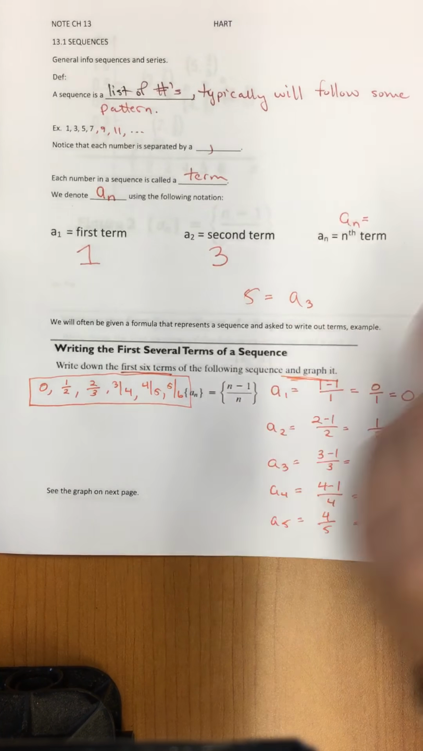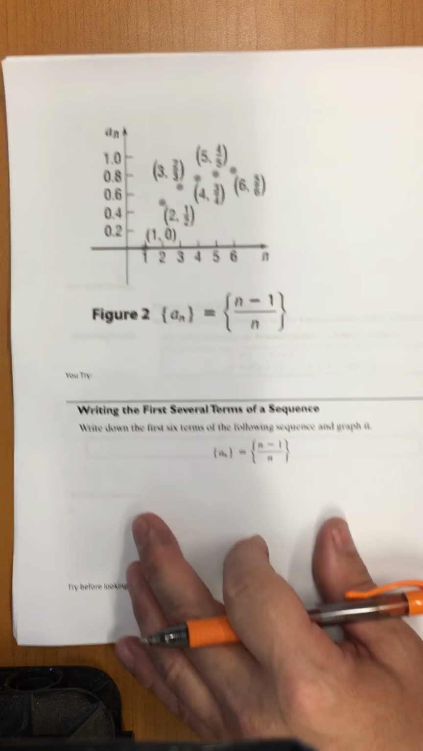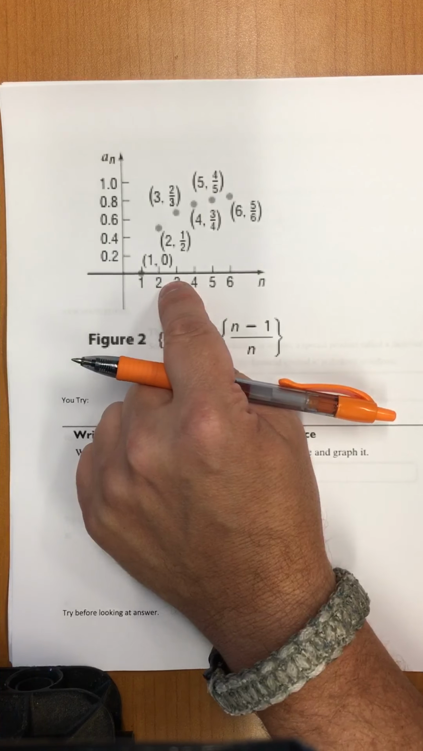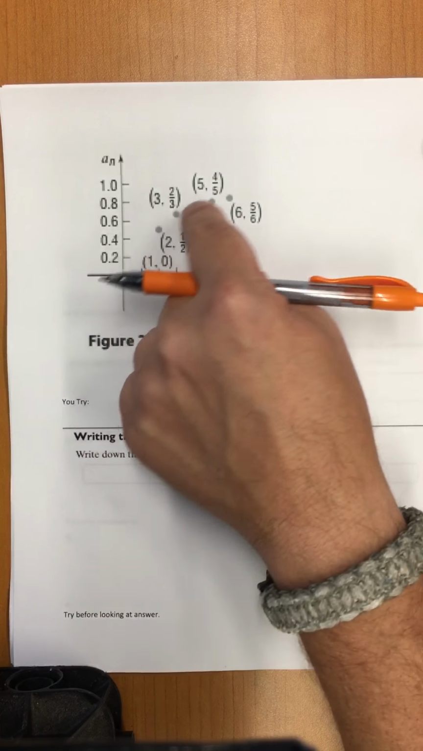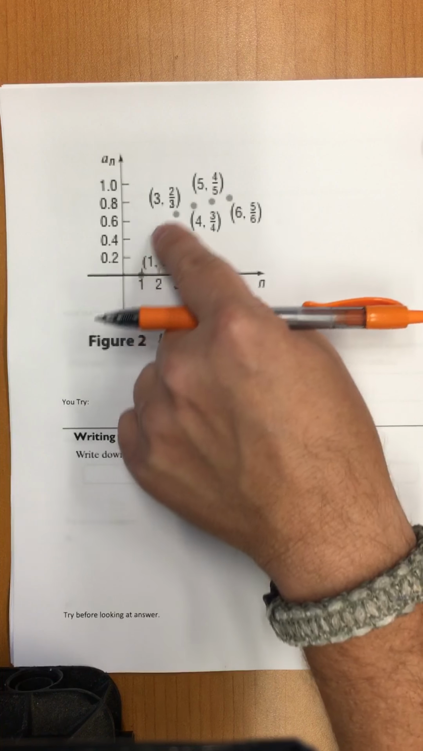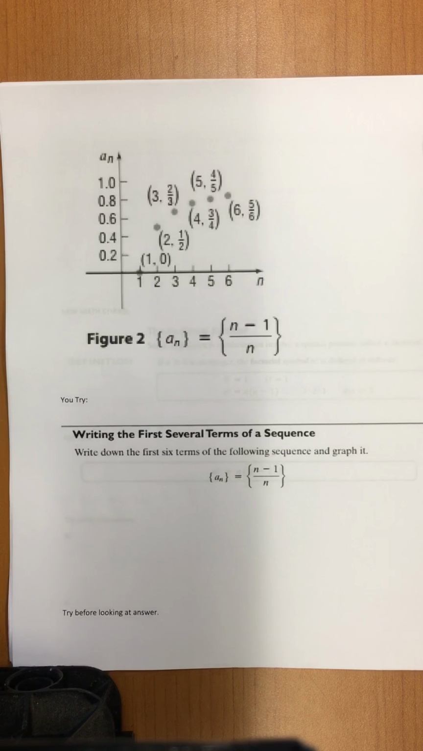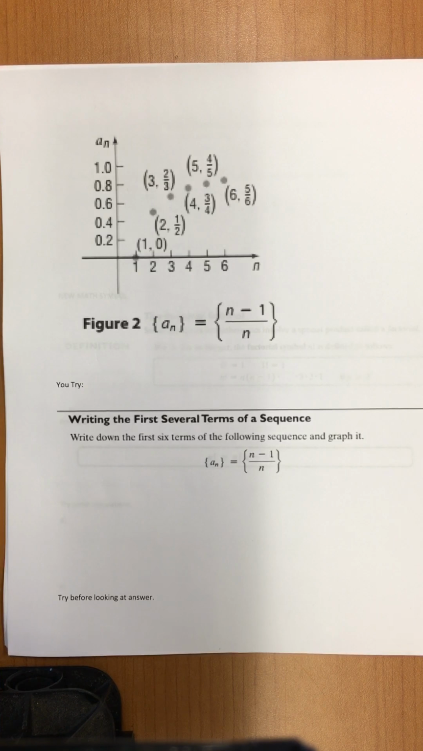They also want you to graph it. So if you look at the next page, they went ahead and graphed it for you. Right there, those are the terms we just found. This is actually a decreasing function, right? So it's actually getting lower. Well, it's not getting lower. The difference between the values is getting smaller, right? So we could connect those dots. Almost looks like root x a little bit.